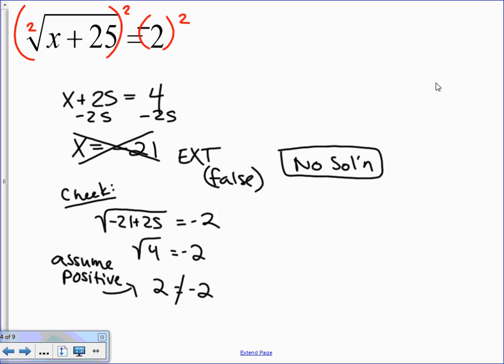Okay. So that's an example of an extraneous solution. But we still did have all the math right. It just doesn't come out to work.